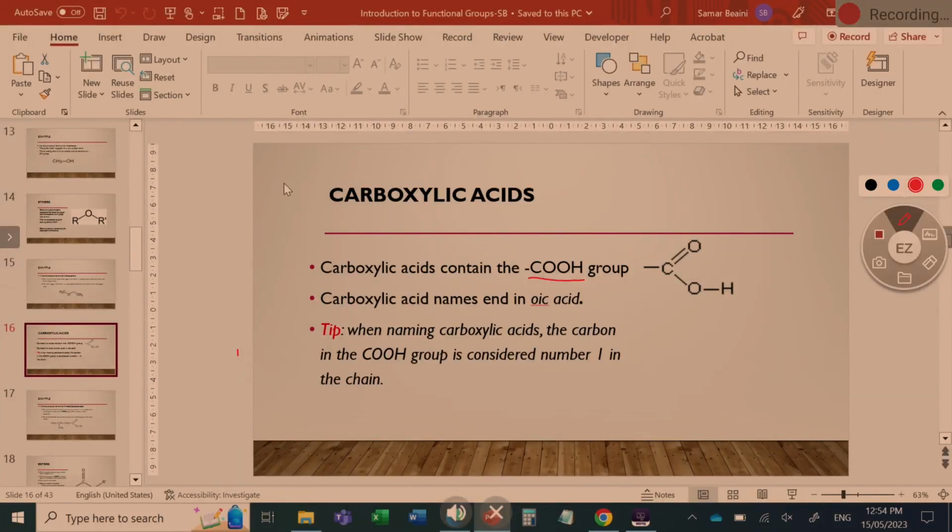As COOH group, that means the same as this: I have a carbon double bond to an oxygen and an OH. Okay? Carboxylic acid names end in oic acid: benzoic acid, methanoic acid, ethanoic acid. Does that make sense? Tip: when naming carboxylic acids, the carbon in the COOH group comes first. You start numbering from the side that you've got the carboxylic acid group.